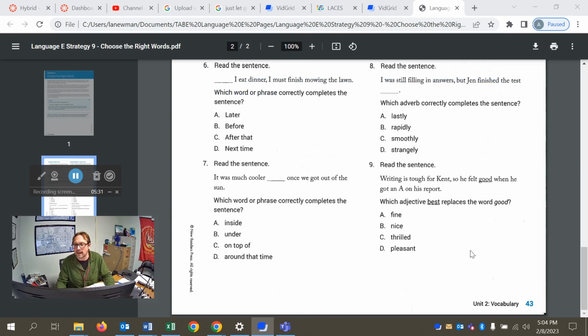And then lastly, number 9, which adjective best replaces the word good? Writing is tough for Kent, so he felt thrilled when he got an A on his report. So, he's probably not used to getting A's because writing is tough. So I'm going to assume that his excitement was pretty extreme. He felt thrilled. Okay, so that ends both the instruction and the review and answers part of Strategy 9.